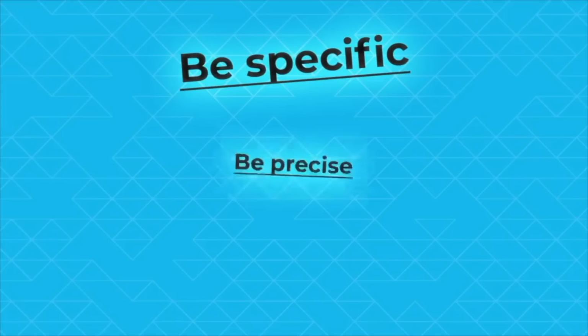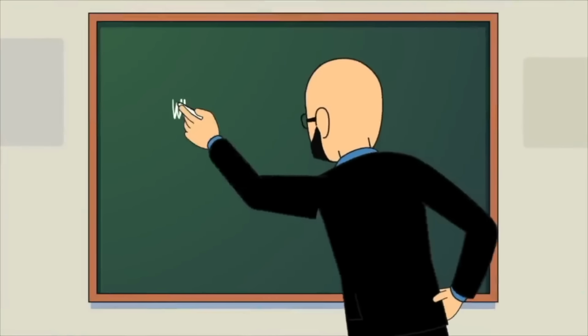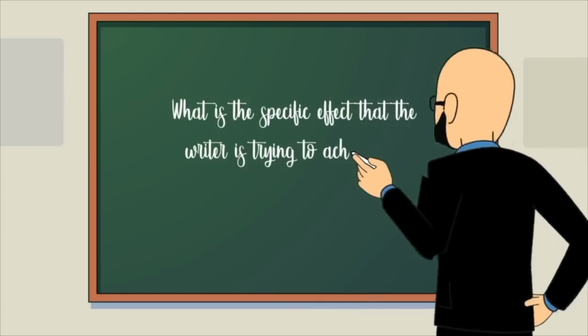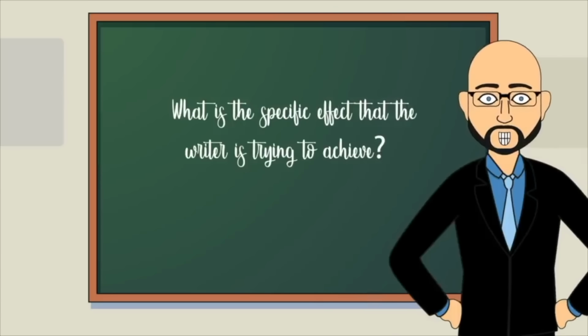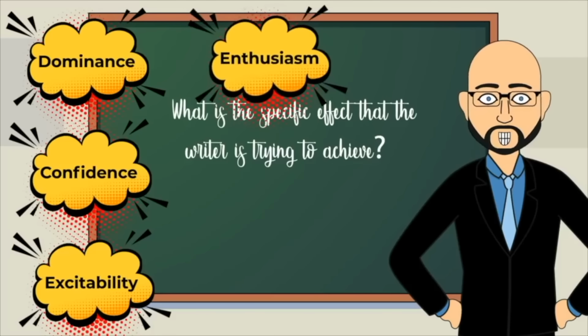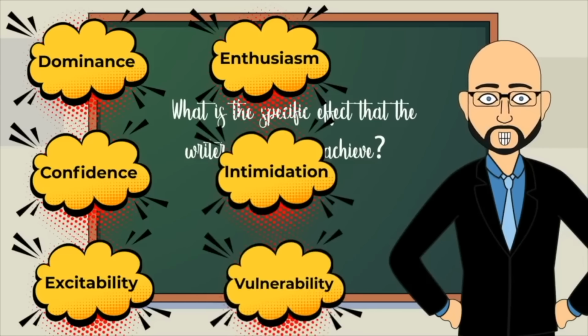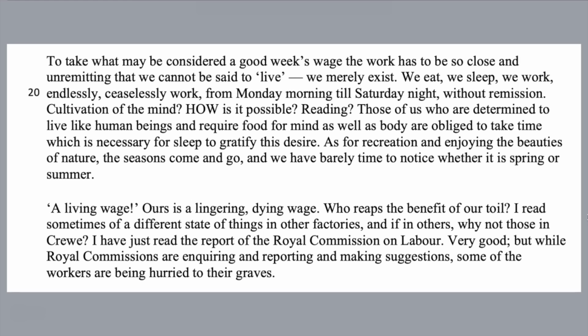Your comments have to be specific to the text, they need to be precise and contextualised to the extract. One way to do this is to read the lines in question and ask yourself, what is the specific effect that the writer is trying to achieve? It could be to reveal a key characteristic of a person, such as dominance or confidence, excitability or enthusiasm, or it could be to present a feeling about an experience, such as intimidation or vulnerability. It really could be anything, so you need to reread the lines carefully and not just look for language to write about, but to think about the effect.